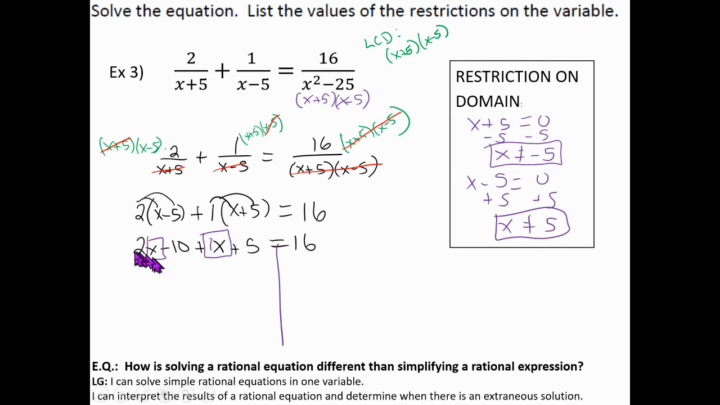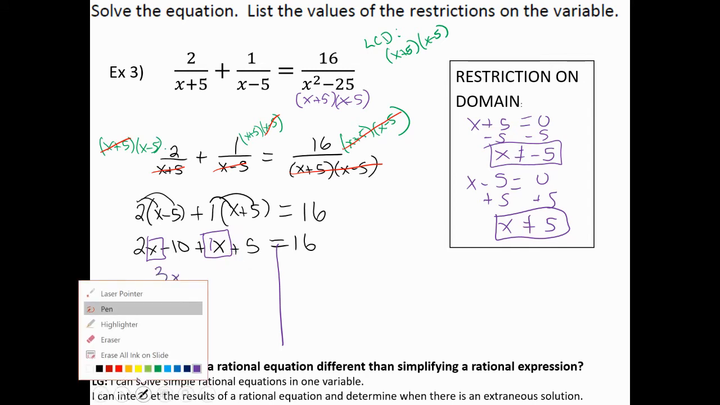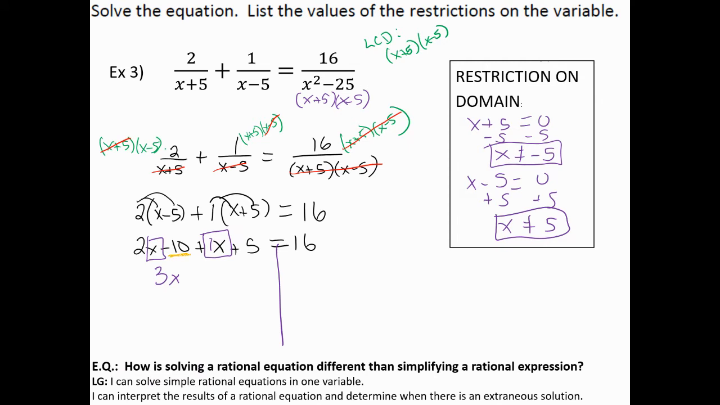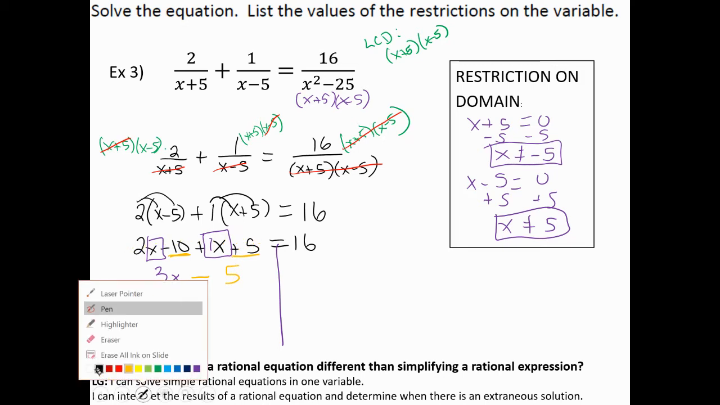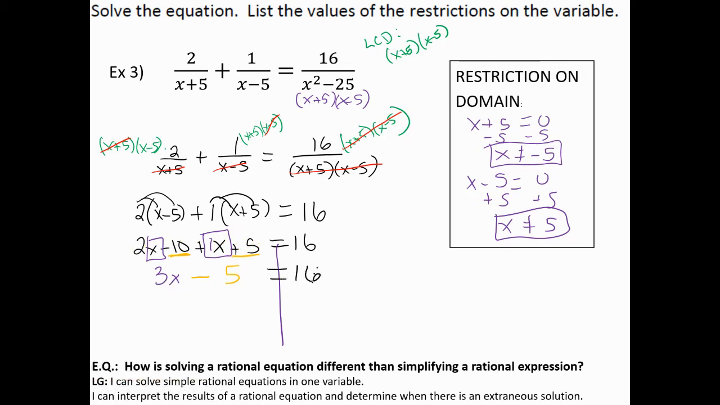And they're like terms. So what is 2x plus 1x? We know that is 3x. And also, we know negative 10 plus 5 are like terms, and this is negative 5. So basically they're on the same side, so we're just going to combine our like terms. Then we just have to solve this like we normally would.